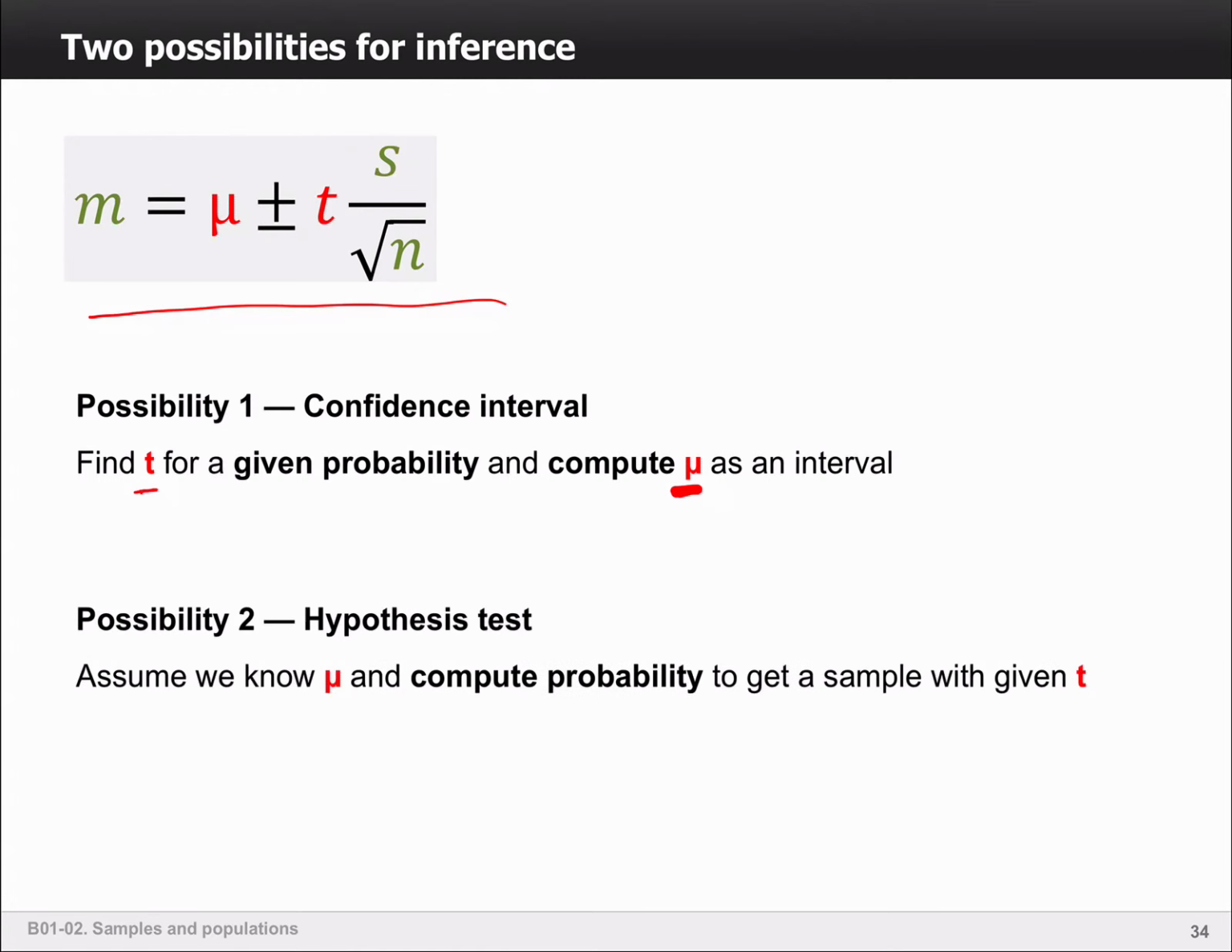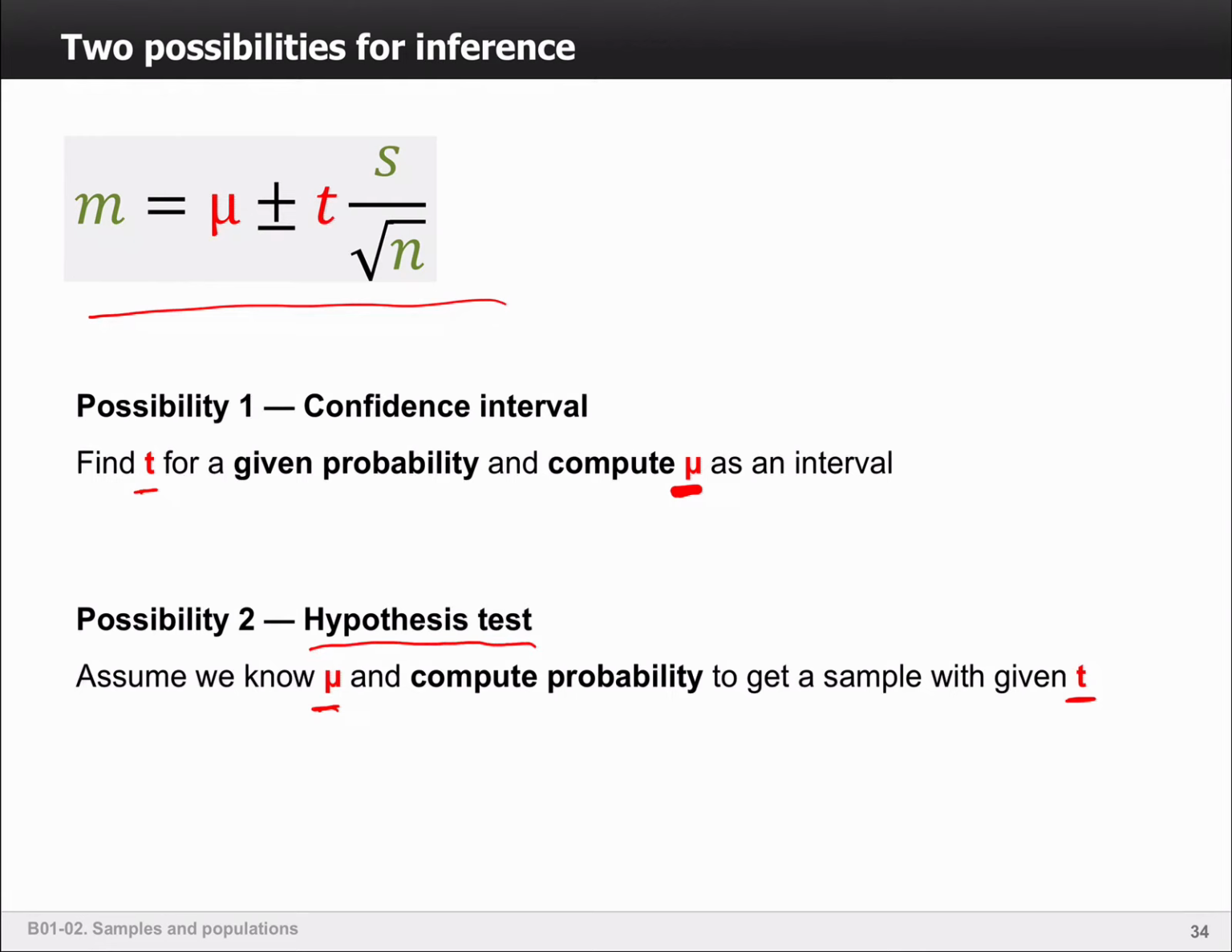The second possibility is when you pretend that you know mu. Quite often, we will talk about this, you can actually assume what kind of mu you expect from the population. And then you can do the opposite. You can estimate t for a given mu, and then you can estimate the chance of getting a t like this, or for example even larger, if the assumption about mu is correct. Okay, this way of doing inference is called a hypothesis test.